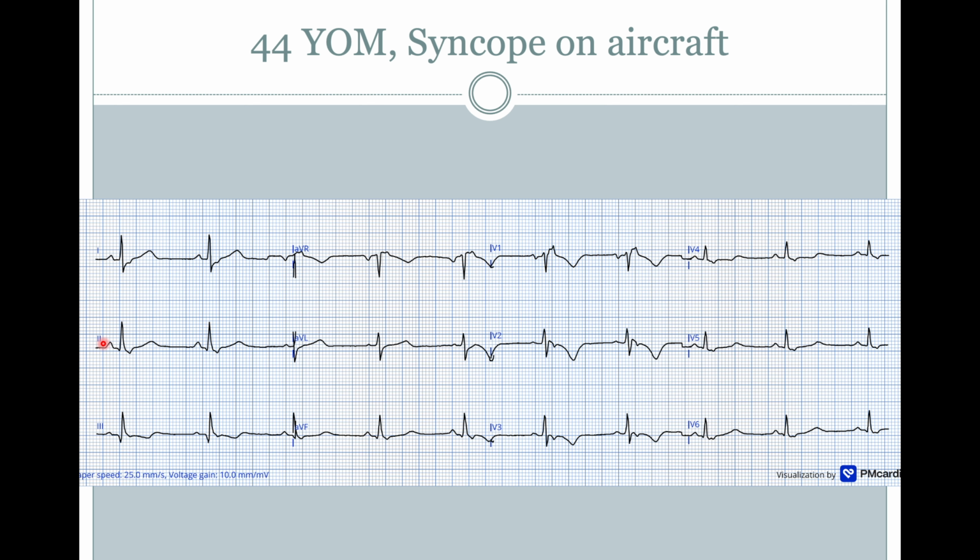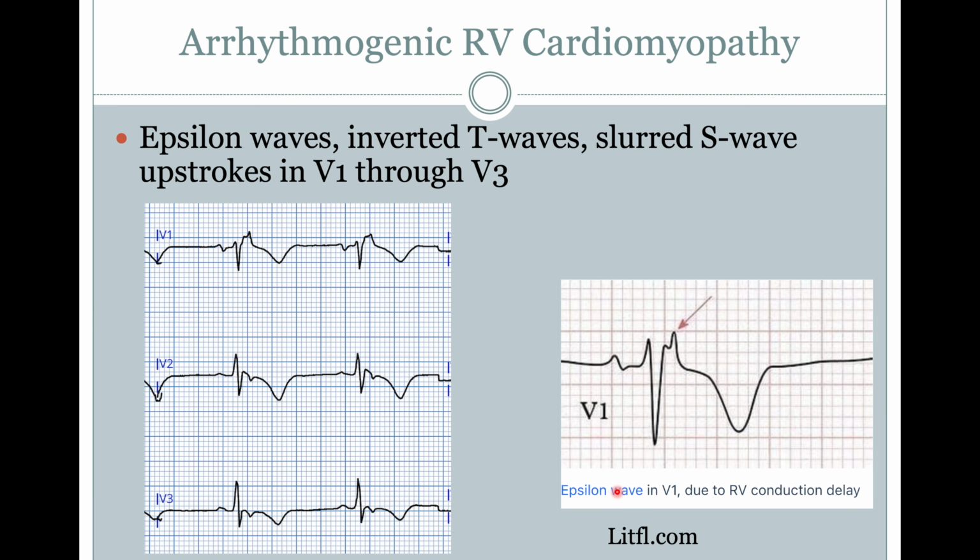In this case, though, is there anything on this EKG that stands out that you should be worried about? Go ahead and pause it and look at it. So one thing that stands out, it's kind of abnormal, is there's a whole bunch of T-wave inversion. Specifically in this case, this is a sign of arrhythmogenic right ventricular cardiomyopathy.